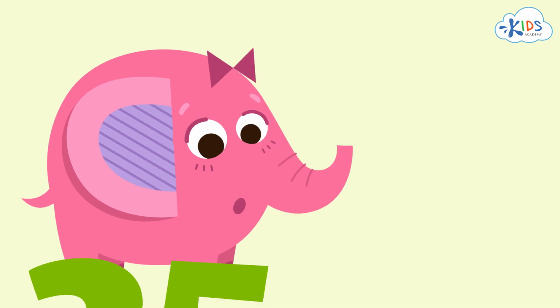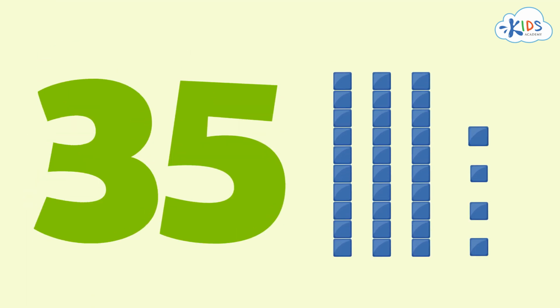When we look at a number like 35, each digit in this number has its own value. There is a number in the ones place and a number in the tens place. Let's have a closer look at each number to see its true value.